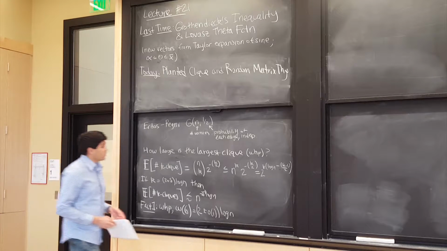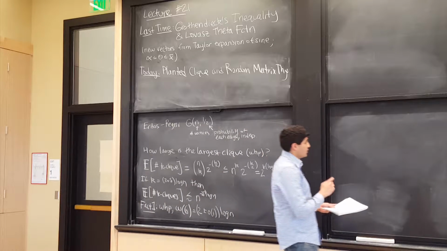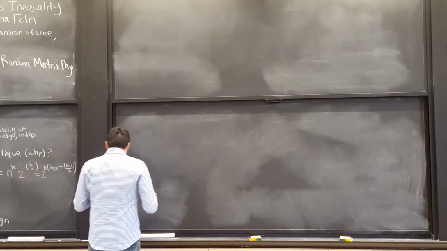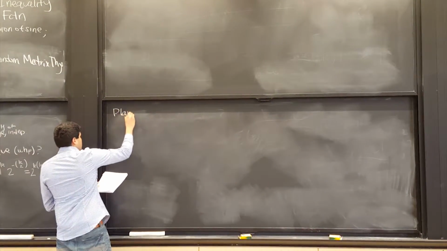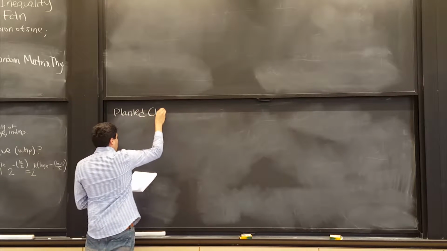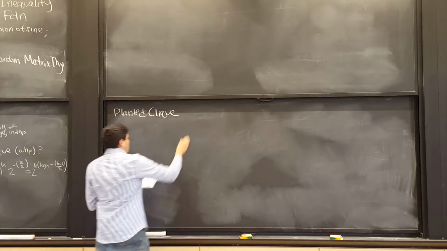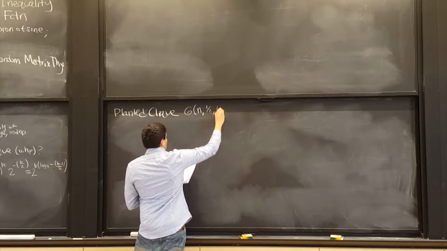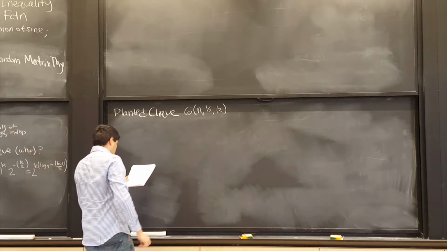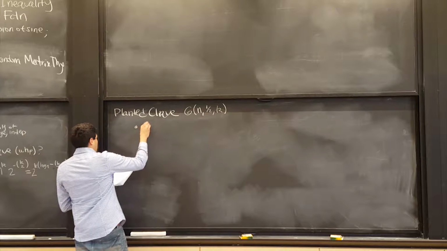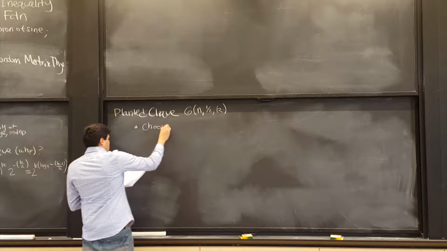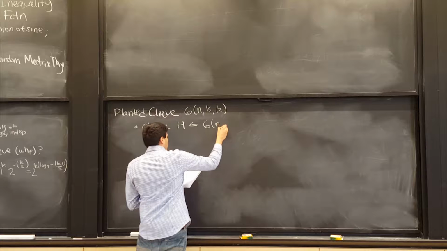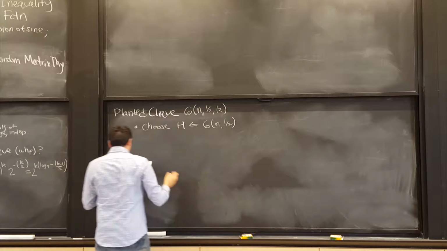So let me explain what the planted clique problem is, and then we'll take a little bit of a digression into random matrix theory after we talk about planted clique first. So here's the planted clique model. I'm going to denote this random graph model by G(n, 1/2, k), where k denotes the size of the planted clique. So all you're going to do is choose some graph H generated from this Erdős-Rényi random graph model that I just described.